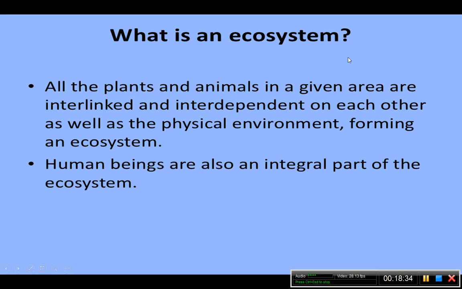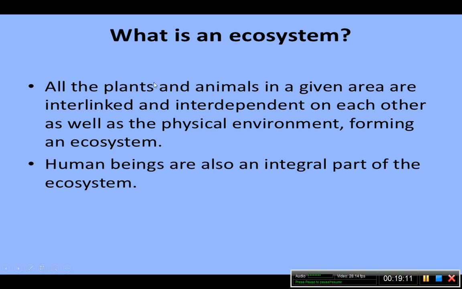An ecosystem. All the plants and animals in a given area are interlinked and interdependent on each other, as well as the physical environment, forming an ecosystem. Means the plants and animals of a region that are interdependent in a number of ways.